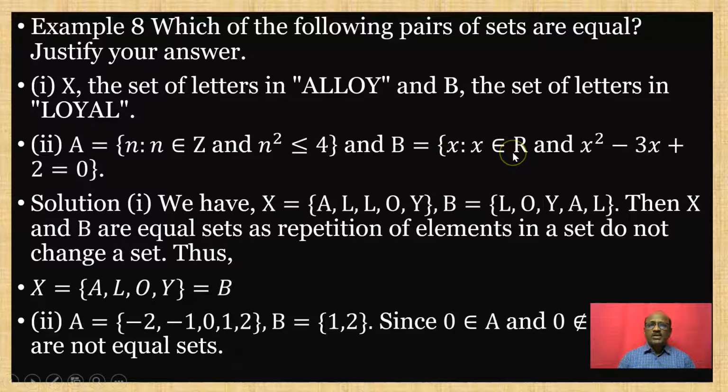X belongs to set of real numbers and x square minus 3x plus 2 is equal to 0. If we solve that quadratic equation, the factors of x square minus 3x plus 2 equal to 0 are, in first bracket, x minus 2, second bracket, x minus 1. And then we have the elements 1 and 2 in the set B. Now see these two sets, that is, 0 belongs to A, but 0 does not belong to B. Therefore, A and B are not equal sets.